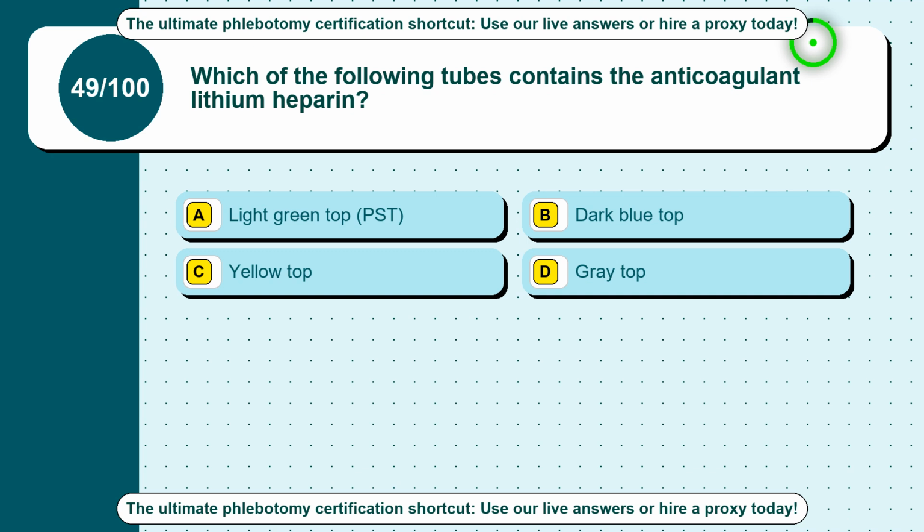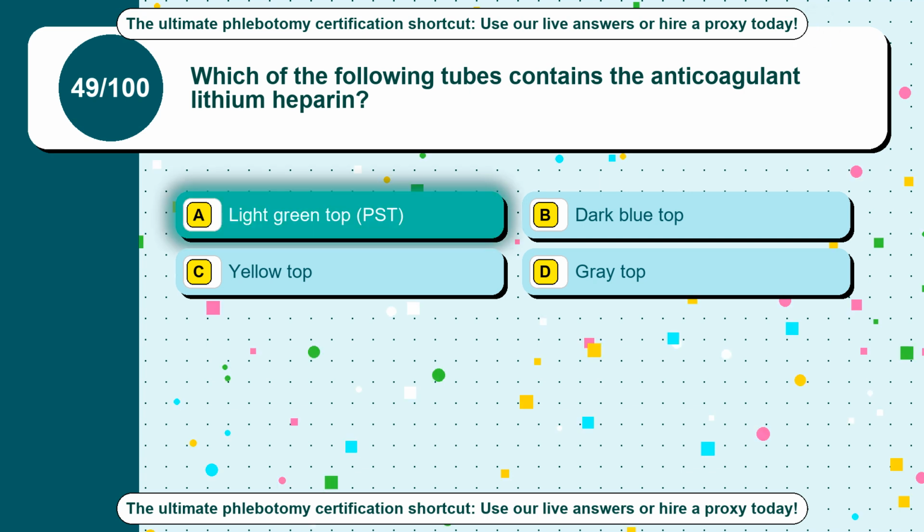Question 49. Which of the following tubes contains the anticoagulant lithium heparin? Option A. Light green top, PSD. Option B. Dark blue top. Option C. Yellow top. Option D. Gray top. The correct answer is option A.